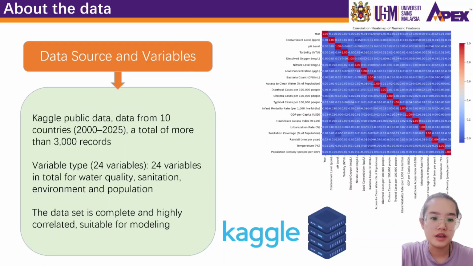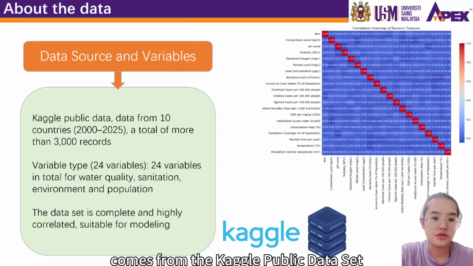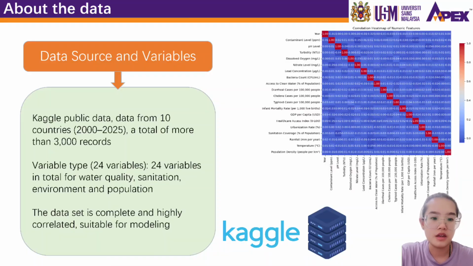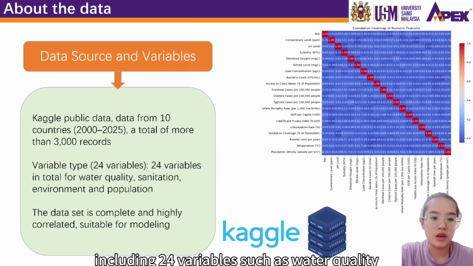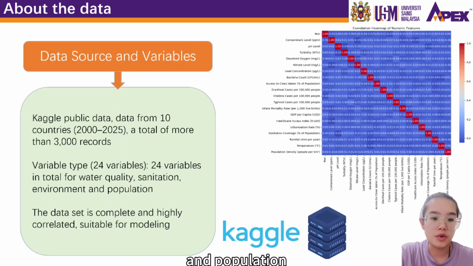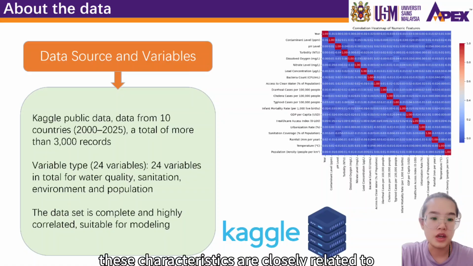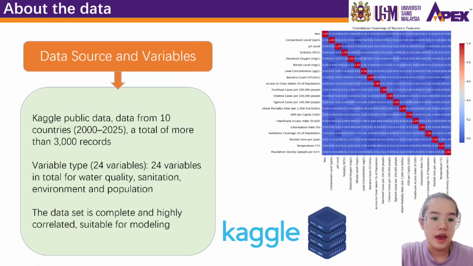The data for this study comes from the Cargo Public Dataset, covering more than 3,000 records in 10 countries from 2000 to 2025, including 24 variables such as water quality, sanitary conditions, environment, and population. These characteristics are closely related to diarrheal diseases and provide sufficient information support for the model.